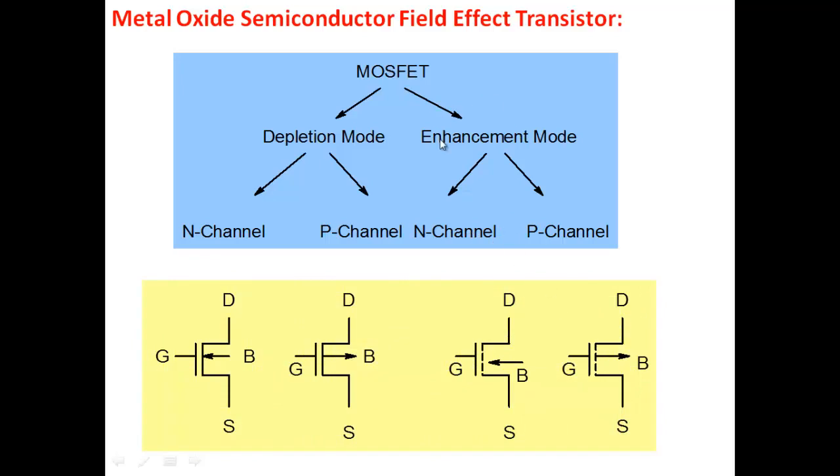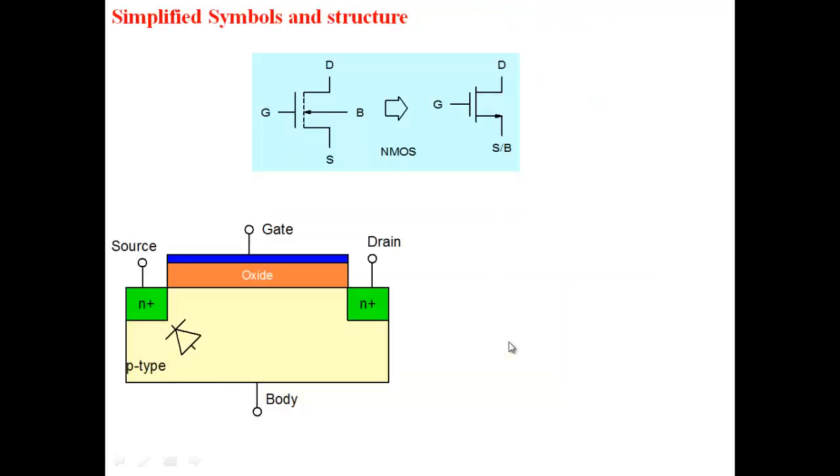So let's focus on the enhancement mode here. Note that it's a 4-terminal device. There's a drain, there is a gate, there is a source, and there was a body also. And so this is the symbol that we use for N channel, and this is the symbol that we use for P channel here. Instead of drawing 4 terminals all the time, we have simplified symbols here. So this is the N channel MOSFET here.